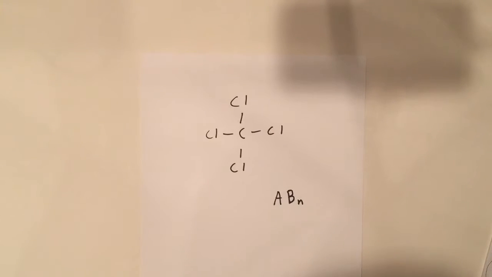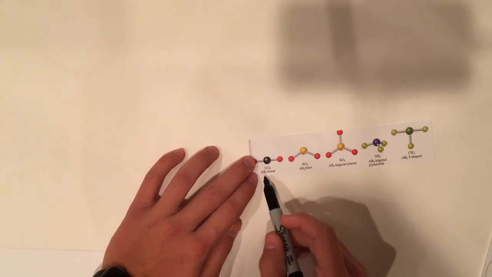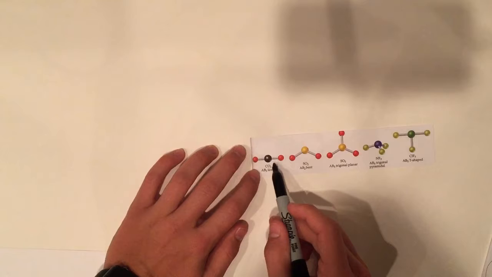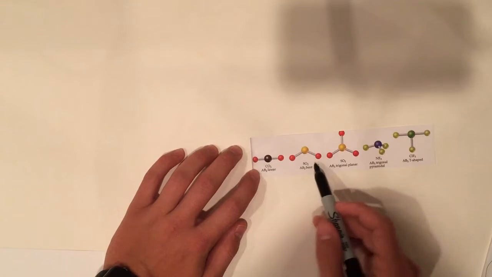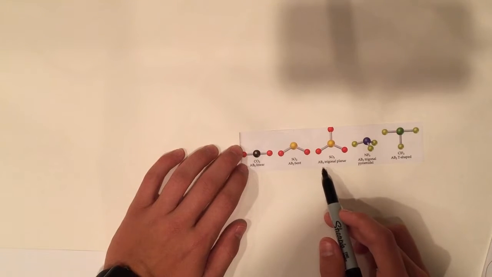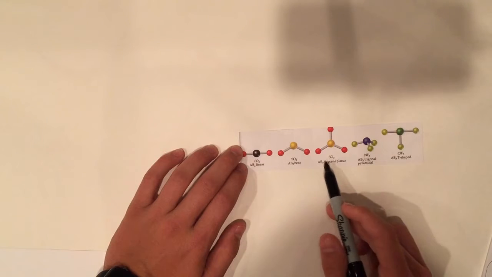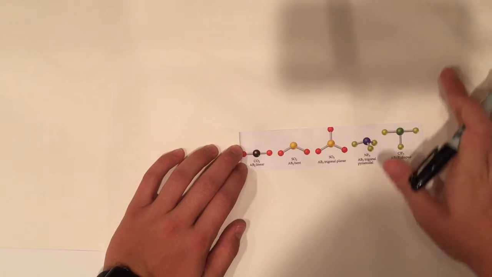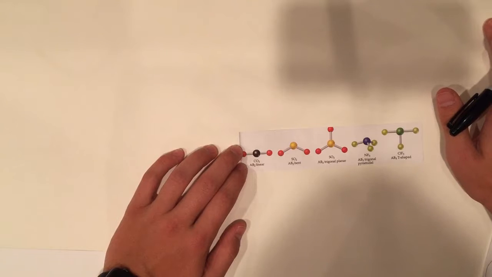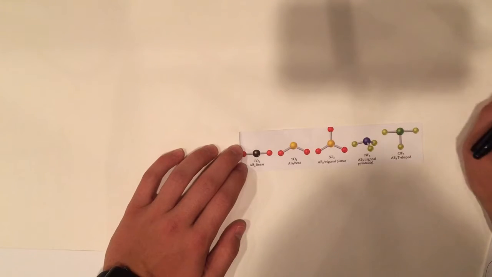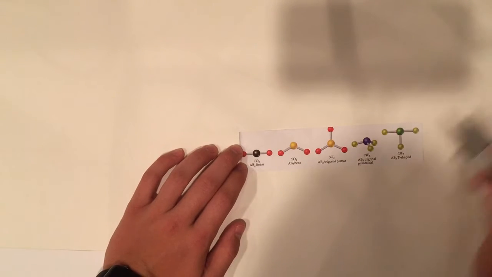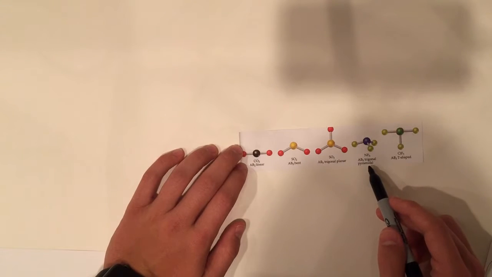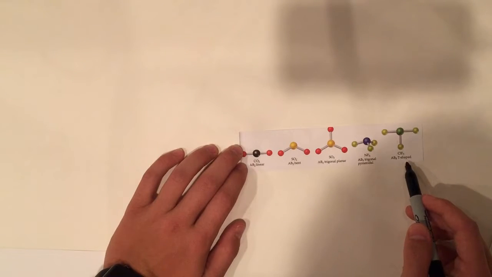Common AB2 shapes are linear and bent, as seen right here. Common AB3 shapes are trigonal planar, which is basically if you draw a line between the ends of the B atoms, you would get a triangle, trigonal pyramidal, and T-shaped.